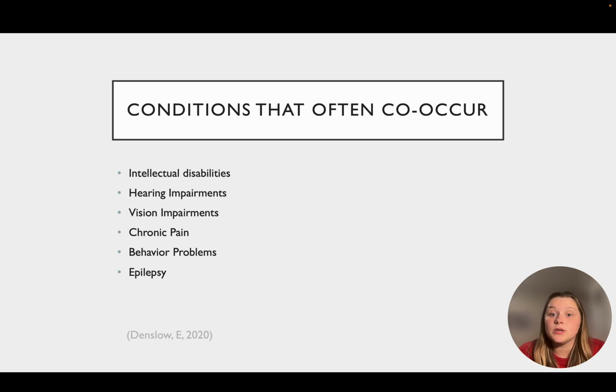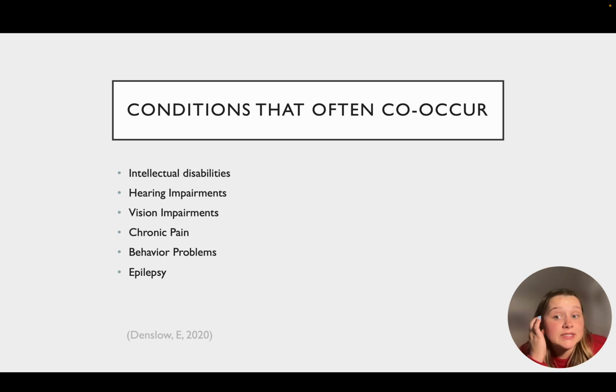The most common ones are being cross-eyed, nearsighted or farsighted, and cortical visual impairment, which means the brain struggles to process visual information. So that can cause you not to be able to recognize familiar faces or different places, or just posters on the wall. You're not really able to process that.